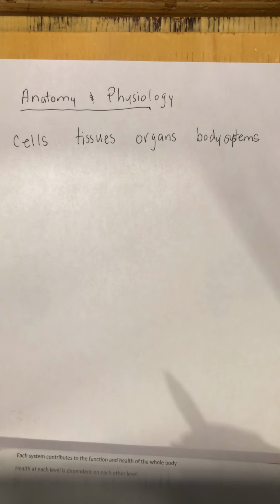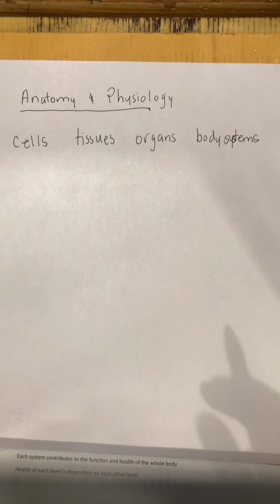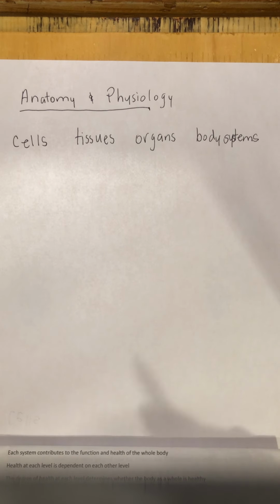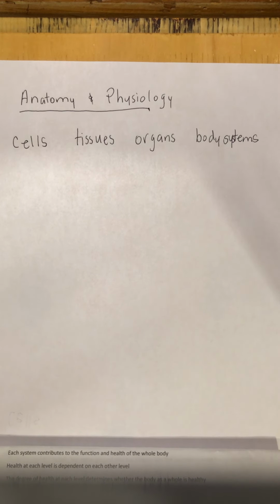Each of those body systems is really important to the overall health of the animal. If the cardiovascular system isn't working well, we have an animal in heart failure. An animal in heart failure is going to die. So it's really important that all the body systems are working well together to keep the animal alive. Each system contributes to the function and health of the whole body.